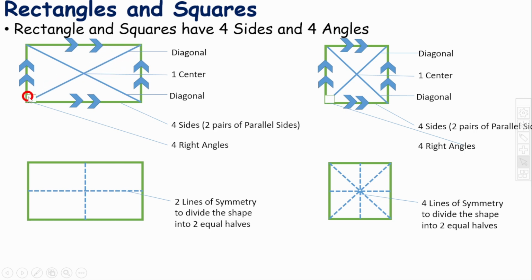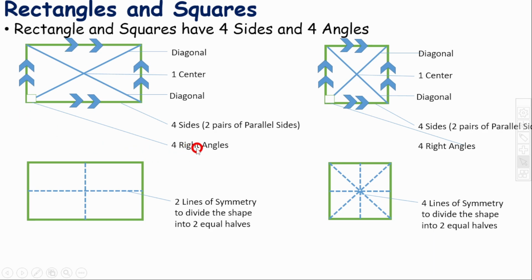This line in the middle here that crosses from one vertex to another is called the diagonal. It has how many diagonals? It has two diagonals. It has one center, right? It has four sides, two pairs of parallel sides. This side is parallel to this side, and this side is parallel to this side. That's a rectangle for you.